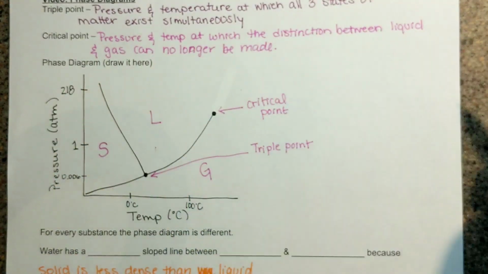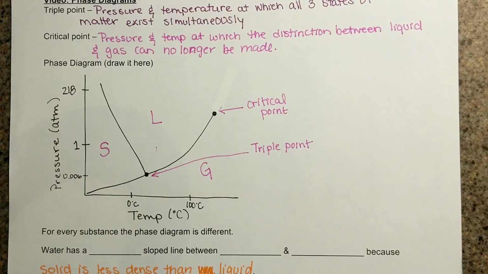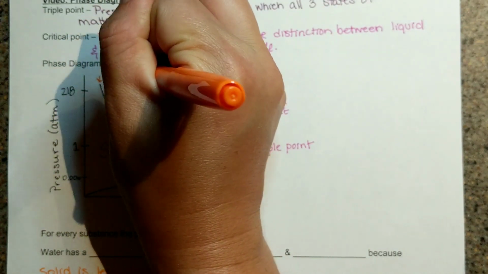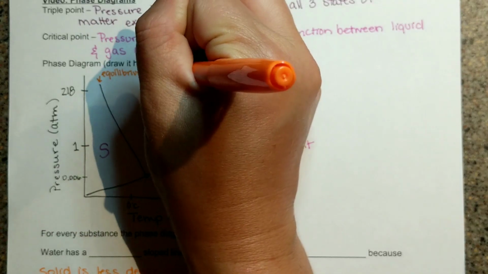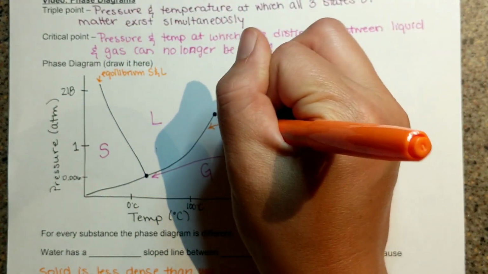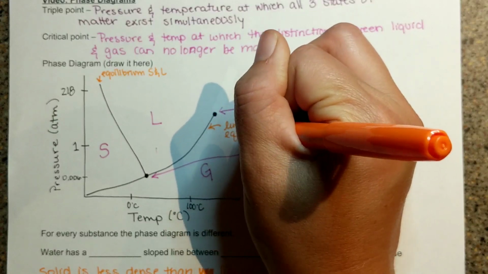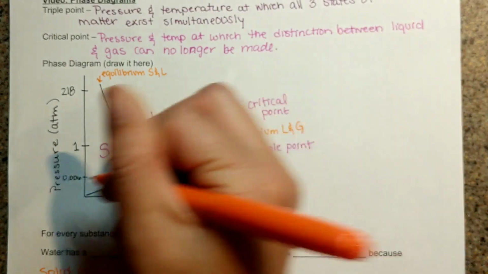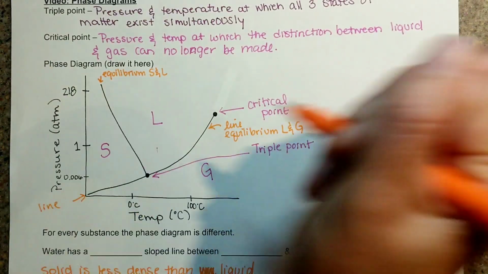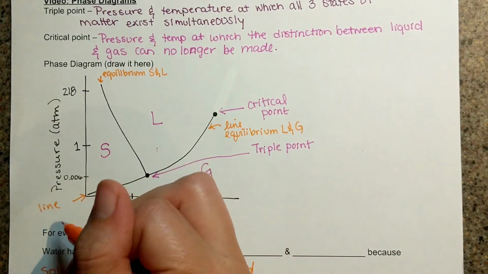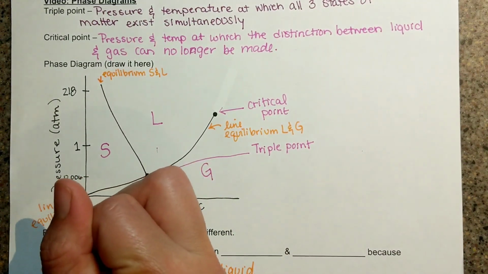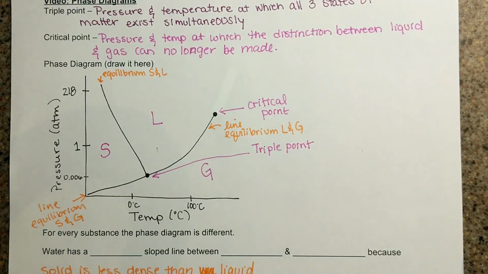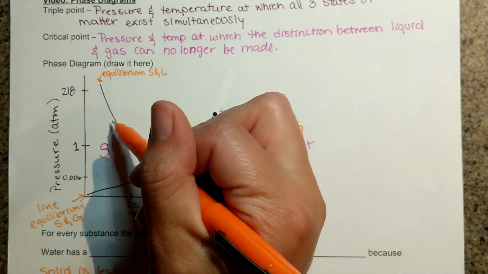So these lines represent an equilibrium between the two phases that are on either side of them. So this line is an equilibrium between solid and liquid. Here, the line is an equilibrium between liquid and gas, and this line is the equilibrium between solid and gas.